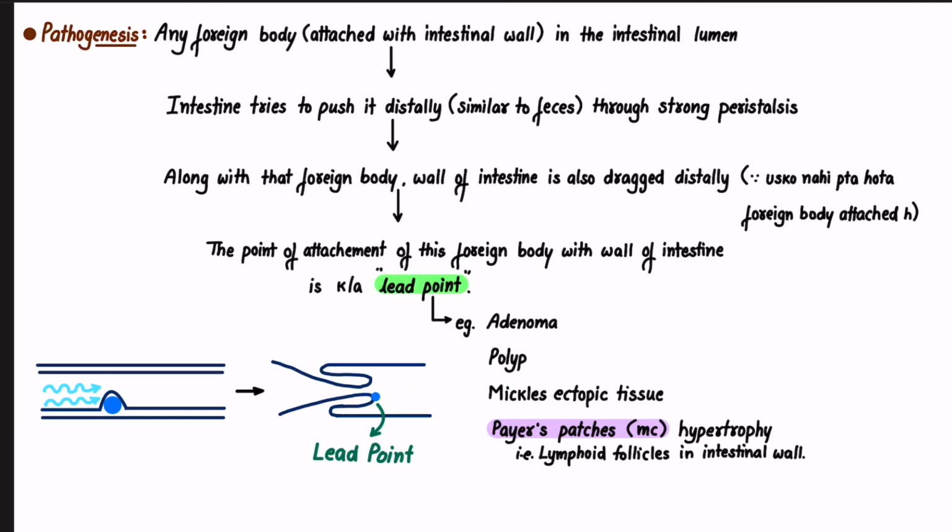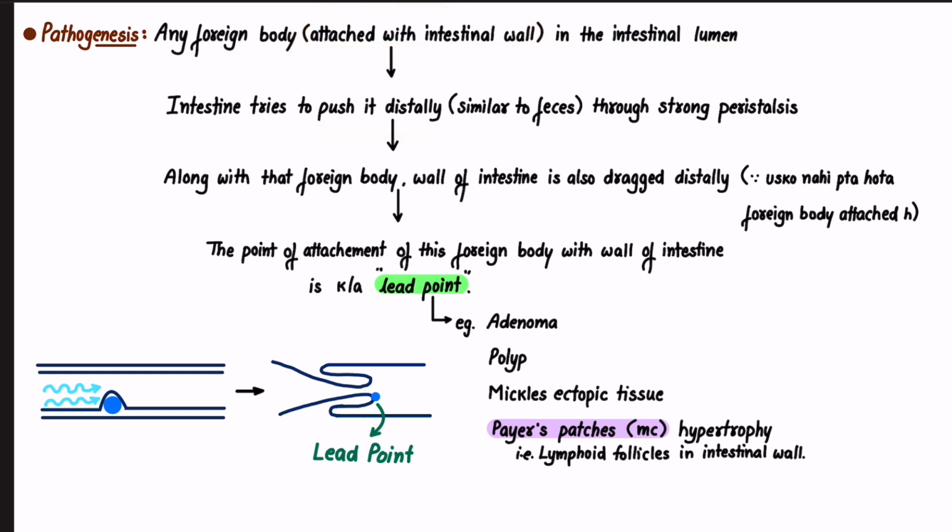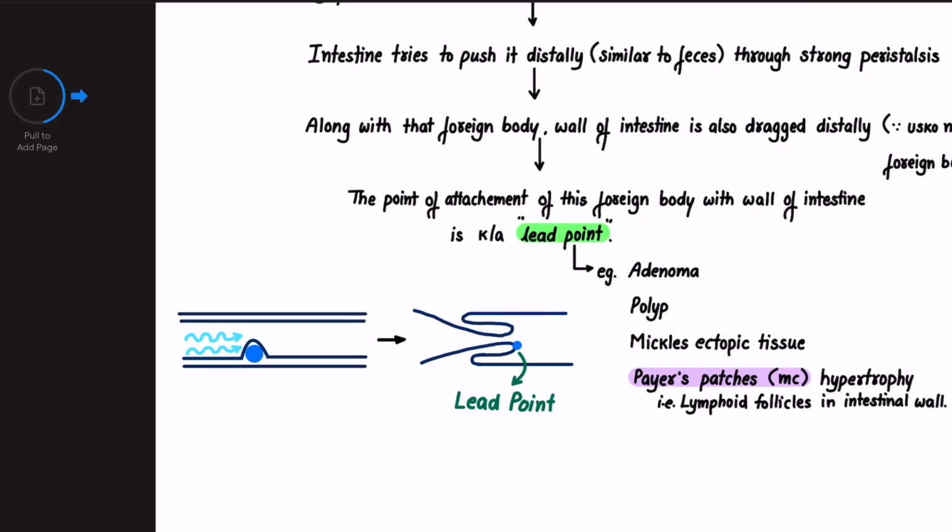What I have written here is, any foreign body attached to the intestinal wall, this is important, in the lumen, the intestine tries to push it distally, similar to feces, through strong peristalsis. Along with the foreign body, the wall of the intestine is also dragged distally, since the intestine doesn't know whether this foreign body is attached to the wall or not. And the point of attachment of this foreign body with the wall of the intestine is known as the lead point.